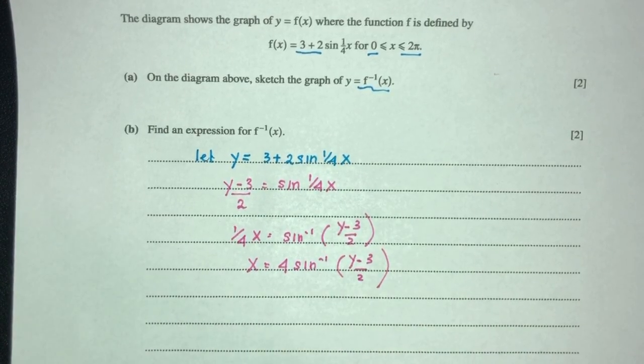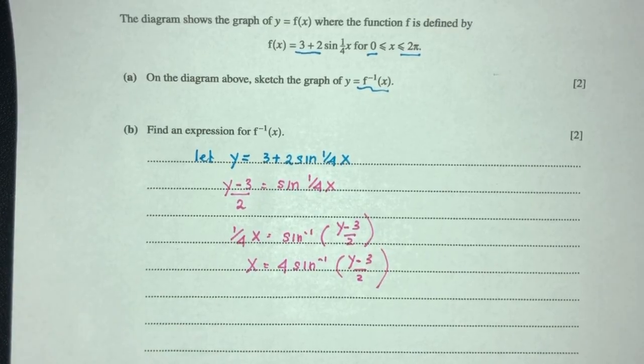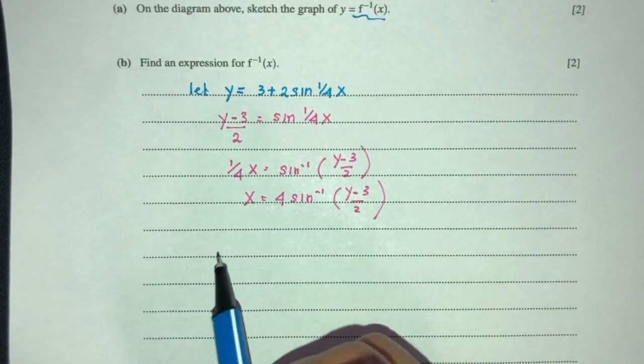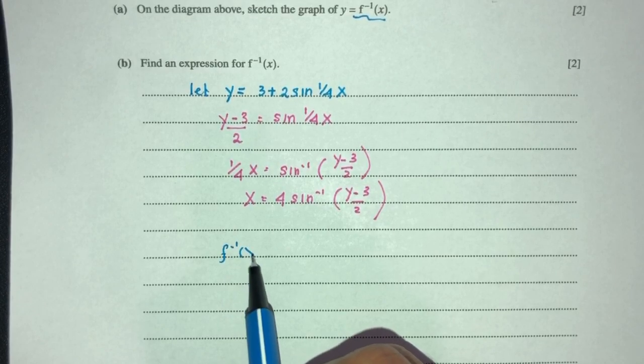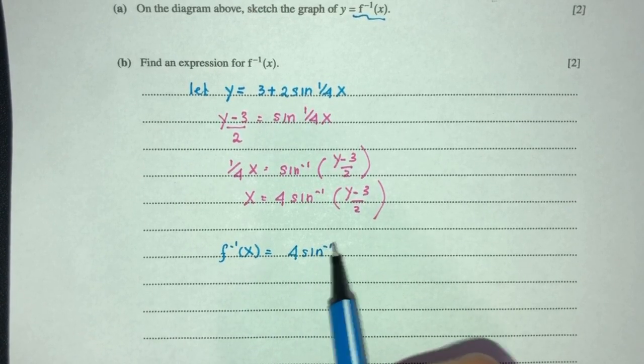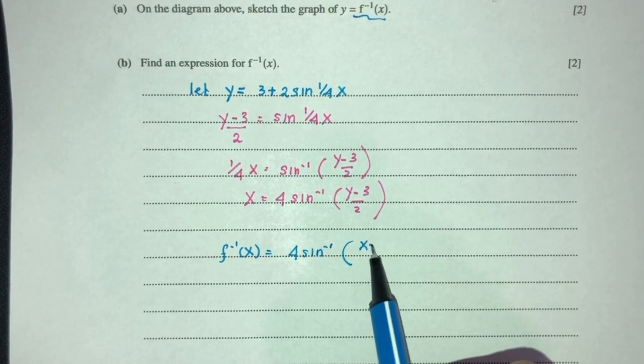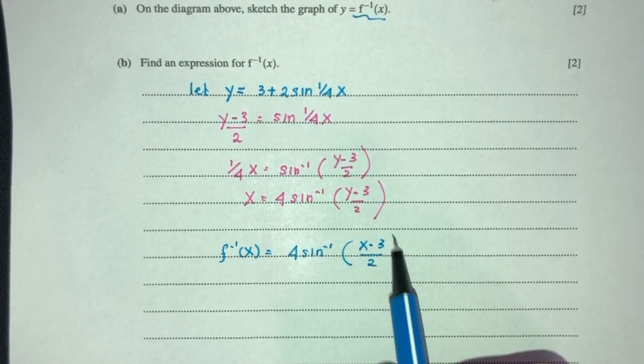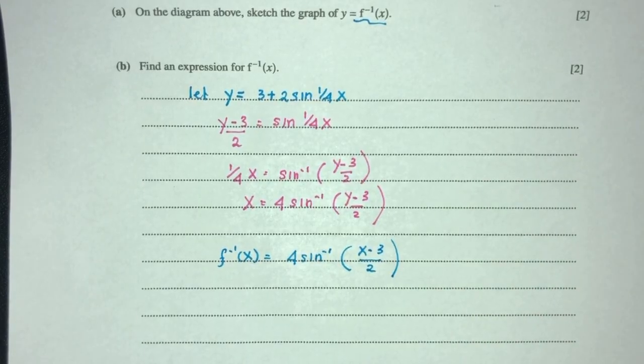So done. Now basically we have to write the equation for f inverse of x. So f inverse of x is in terms of x, right? We have to change the y to x. Here you go: f inverse of x is 4 sine inverse of x minus 3 over 2. And this is part B of your question.